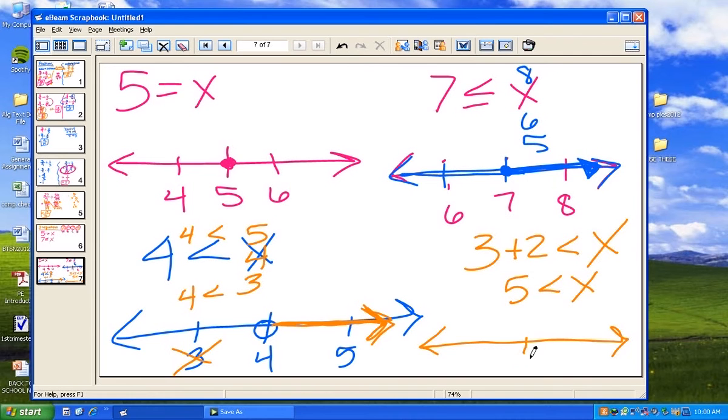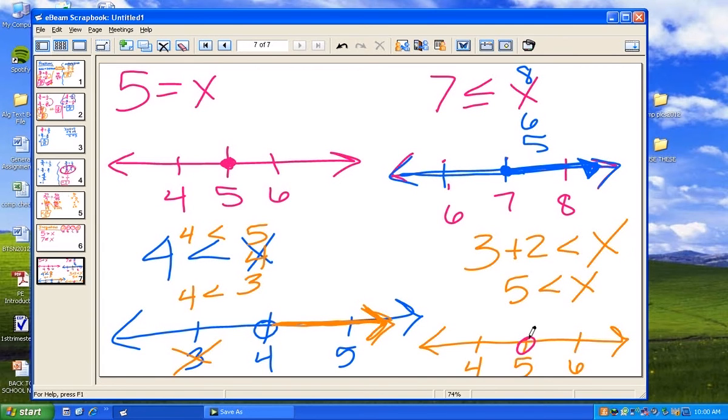So now I can put a 5, I can put a 6, and I can put a 4. Lily, what kind of dot is going on my 5? Closed or open dot? Open. Why? Okay, who can help? Why is it an open dot? Because it's not equal. It's an inequality.